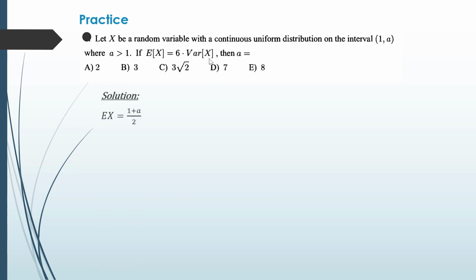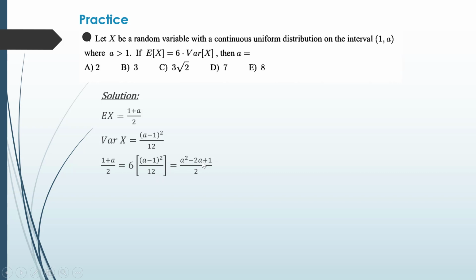So just write out the formulas for E of X and Var of X. Here 1 is the lower bound and A is the upper bound. The mean is the midpoint, so we have (1 plus A) over 2, and the Var of X is (A minus 1) squared over 12. Following this property, E of X is 6 times Var of X, we have a new equation: (1 plus A) over 2 is 6 times (A minus 1) squared over 12.